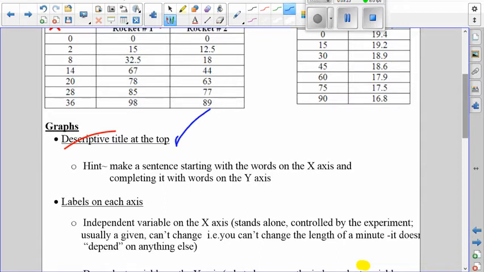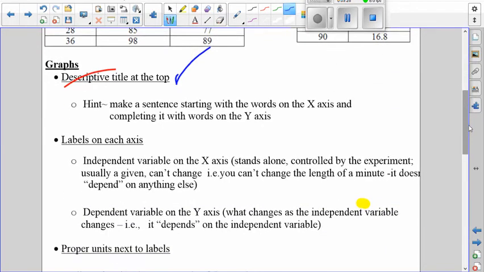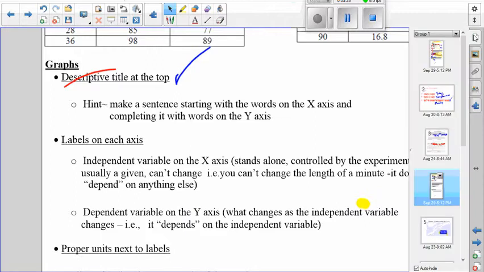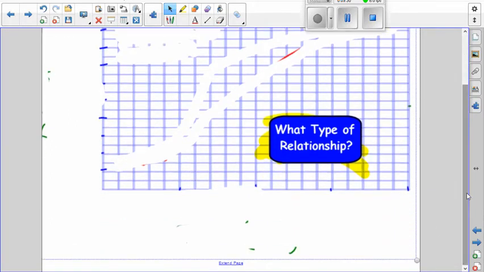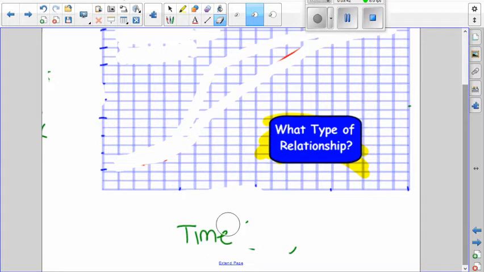We're good. Labels on each axis. So we've got to label our axes. Okay. Trini, what goes on the x-axis again? Which variable was it? Independent. In this case, that would be the time. You got it. So I'm putting time right there. Great. Now Christian, what variable goes on my y? Distance. Okay, so I've got those labeled. Wonderful.